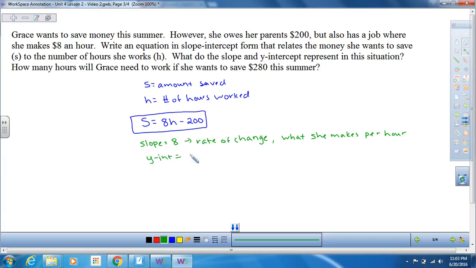Okay, the y-intercept, well, the y-intercept was going to be negative 200, and that represents what she owes. And remember, y-intercept is where we start. So she starts $200 in the hole.